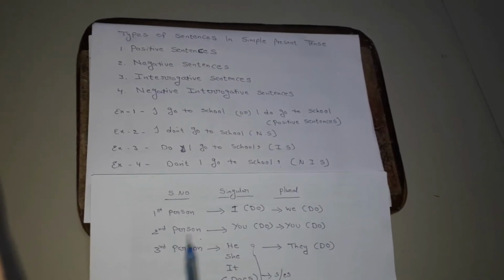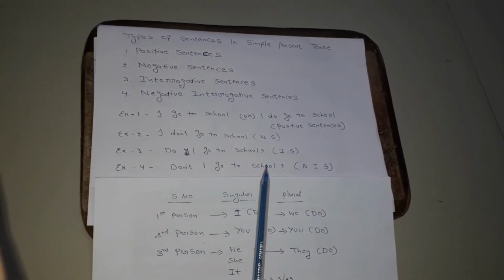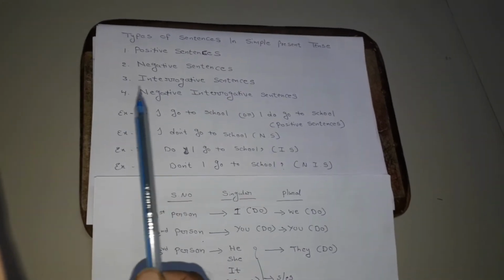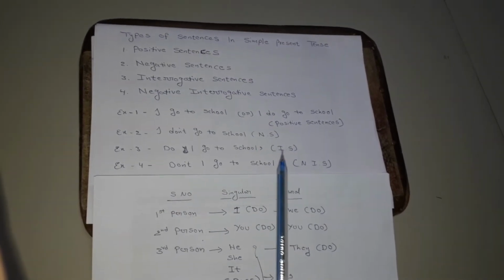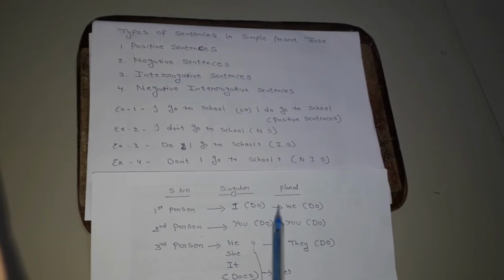Okay, and the third one. When we observe example number 3, "Do I go to school?", it is an interrogative sentence. Why should I take "do" before "I"? Because "I" is the first person singular. When we observe the first person singular in the sentences, we should take "do" before the subject "I".